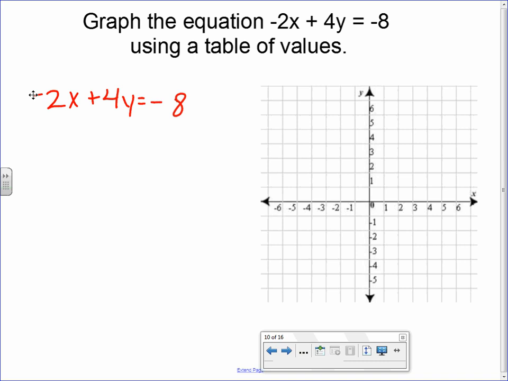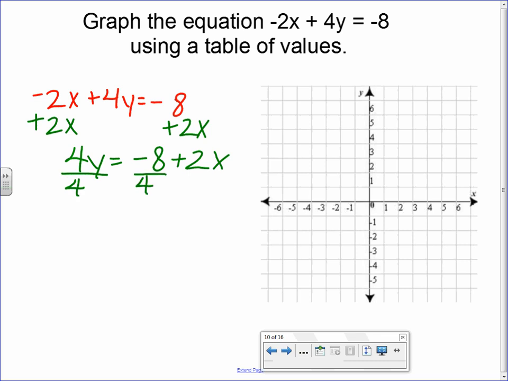Add 2x. Are negative 8 and 2x like terms? No. Negative 8 plus 2x. Second step is do what? Divide by 4. Y equals, what's negative 8 over 4? Negative 2. Negative 2 plus 2 over 4 is 1/2 if you reduce it, or if you wanted to say 0.5 there you could. All right, xy table.